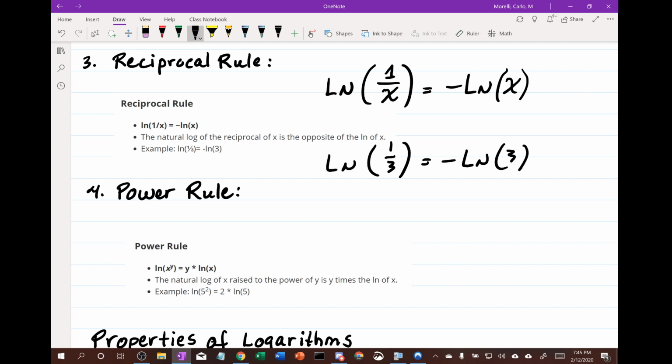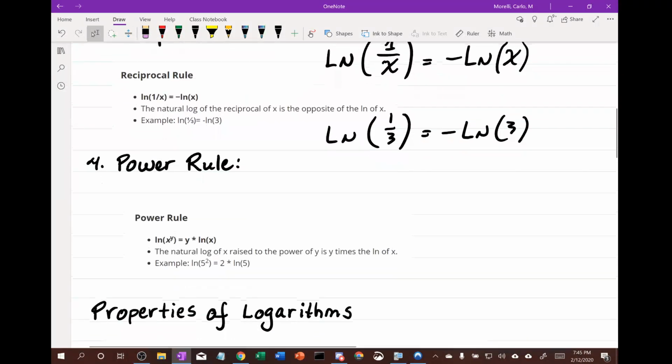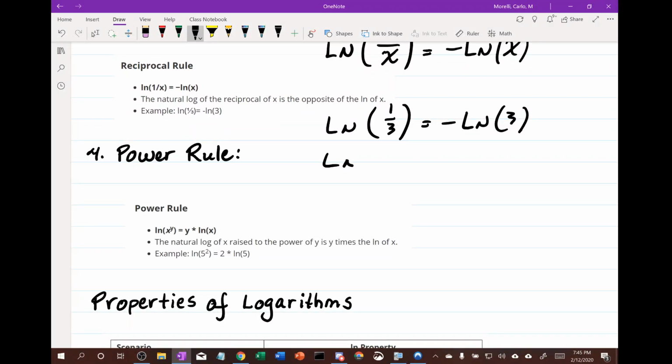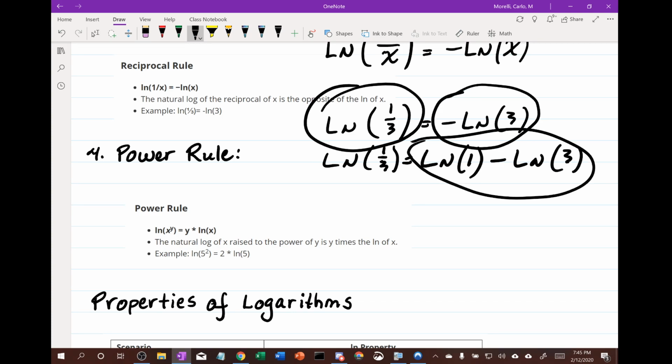Now, wait a minute. The natural log of the reciprocal of x is the opposite of the ln of x. But wait a minute. We just read the quotient rule. So ln of 1/3 is also equal to ln of 1 minus ln of 3. We just learned that. So let's see if these are all the same thing. That would be really, really cool if it was.